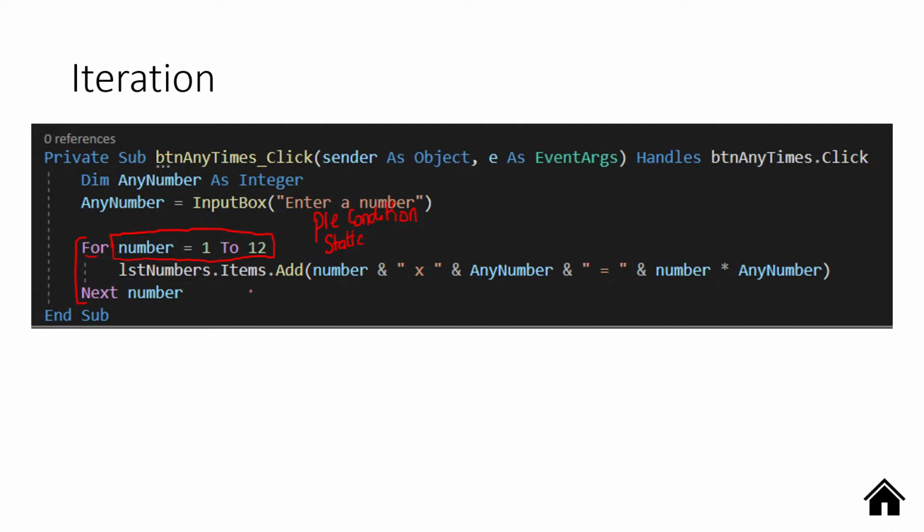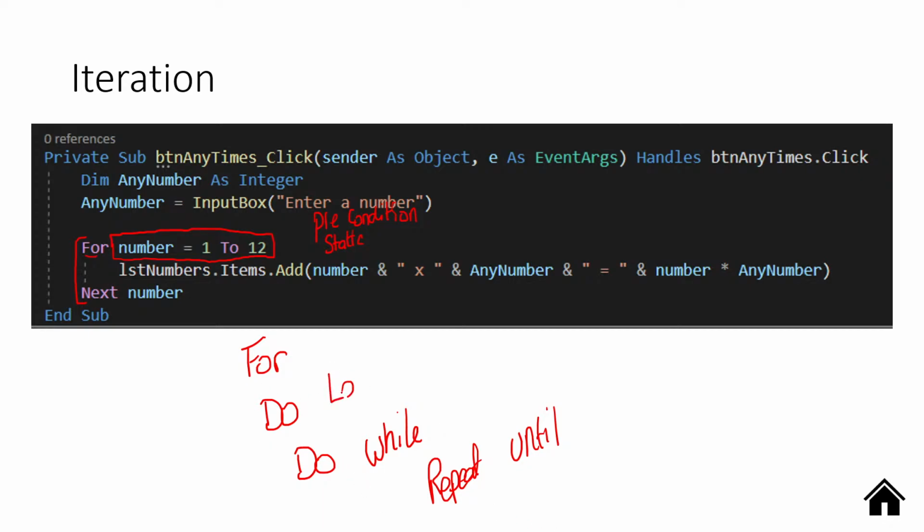So for iteration, you're just looking for loops. Sometimes we see do loops, do whiles. These are all types of different iteration. We see repeats as well, repeat untils. You see all kinds. Lots of different types. In Python there are only two that we use: for and do.